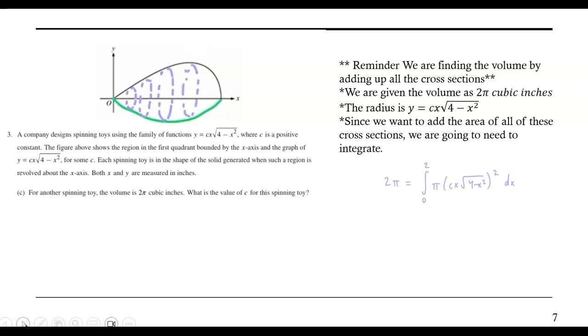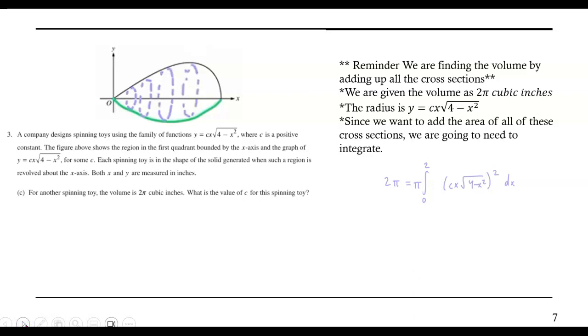Now, since we're finding the volume, I'm going to start off by saying 2 pi equals, because we know that is the volume. We're going to integrate from 0 to 2. And since we're finding the volume of these cross sections, we're going to take pi times the radius. In this case, we know our radius is c x times the square root of 4 minus x squared. And then we square that radius.